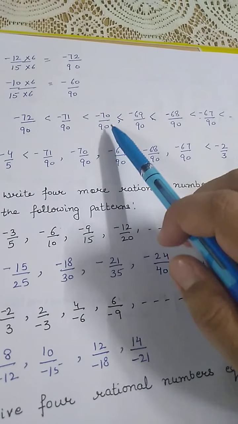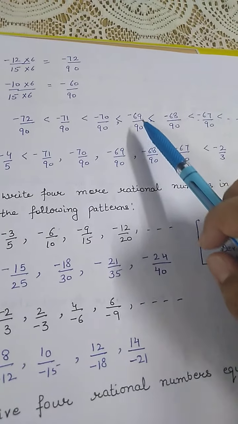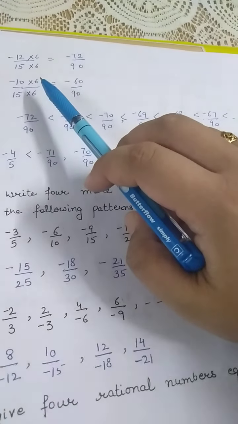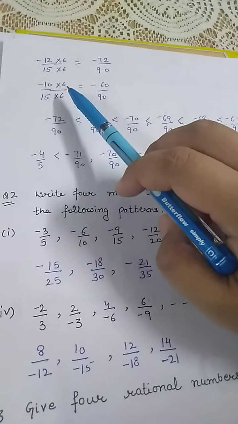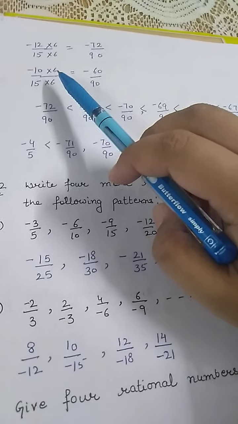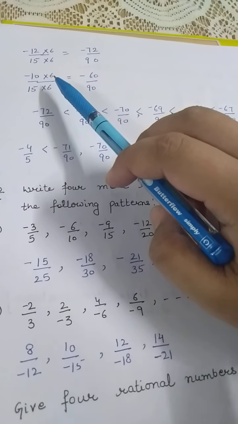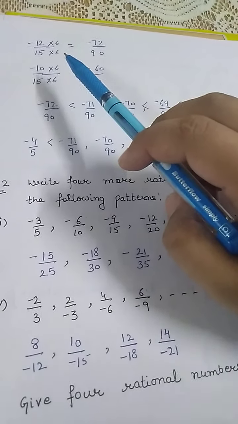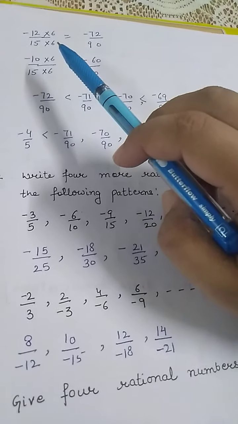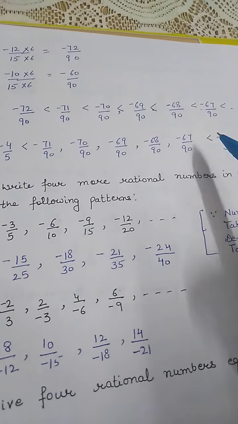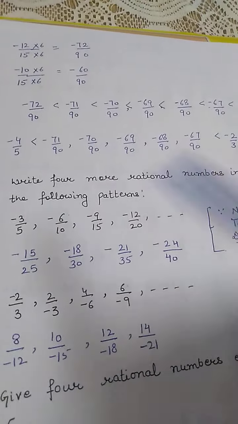Next one is minus 70 by 90. Next one is minus 60 by 90. So students, instead of 6, you can multiply it with 7 also, 8 also, 9 also. But make sure that it should be greater than 5, because minimum I want how many rational numbers? 5 rational numbers. If you want 4 rational numbers, you have to multiply it with more than 4. Any number, with any number you want. So as many rational numbers as you want, you can get.